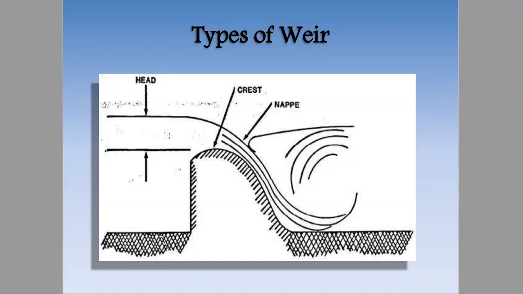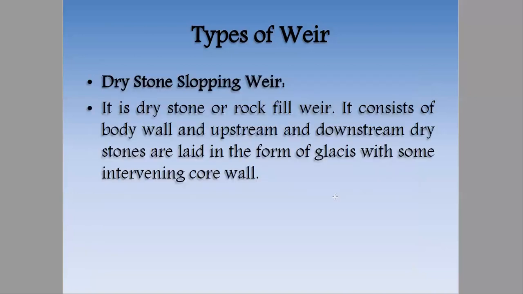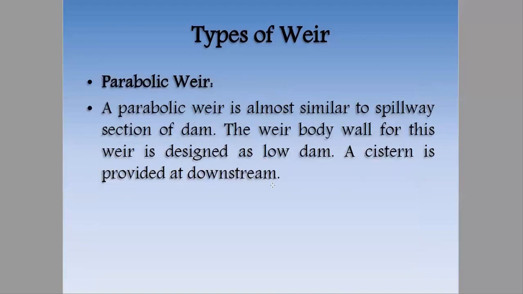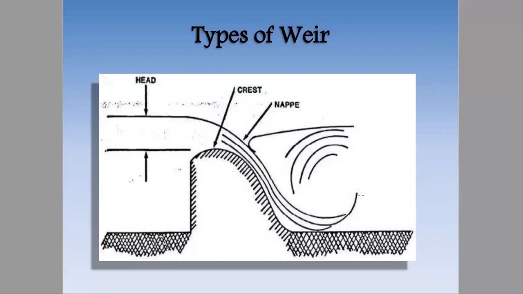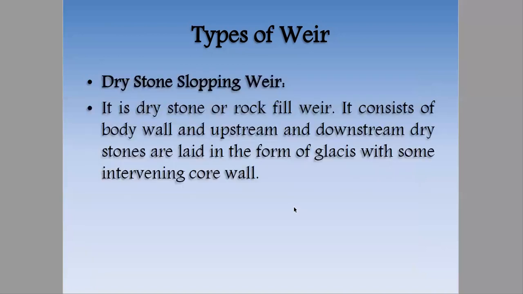Here you can see clearly that there is a nappe. Okay, and this is the crest, this is the head. Water is flowing here. And also we'll provide a cistern, means we'll raise the bed here so that water will have a cistern effect in this region. If the bed is slightly higher here, then this will cause a cistern effect.